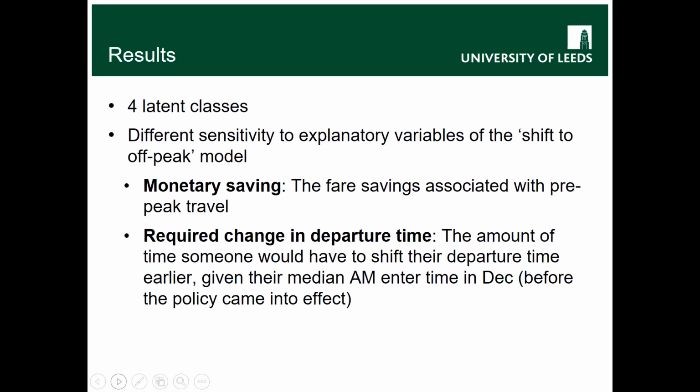And these 4 classes had significantly different sensitivity towards monetary savings, in terms of fare savings associated with pre-peak travel, and also different sensitivity towards schedule flexibility. Because if someone, for instance, traveled at 6:50 a.m., he or she did not have to change the time at all. Or if someone traveled at 7:10, they just needed to shift by 10 minutes. But if someone was traveling at 8 a.m., for him or her, it was a bigger change. So we also tried to capture this required change in departure time in order to move to the off-peak.